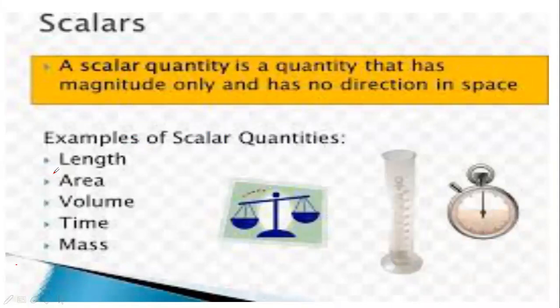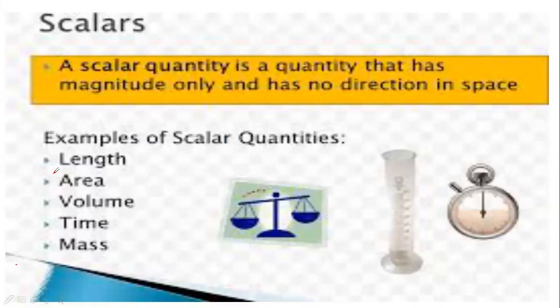You cannot predict that time is going towards east, west, north, or south. You cannot say anything about the direction of time. You cannot predict the direction of length, area, volume, space. If you can, it will be some other quantity then. It will not be these quantities. I mean that it will not be length, area, or any of this. So those quantities which have magnitude but no direction are called scalar quantities.